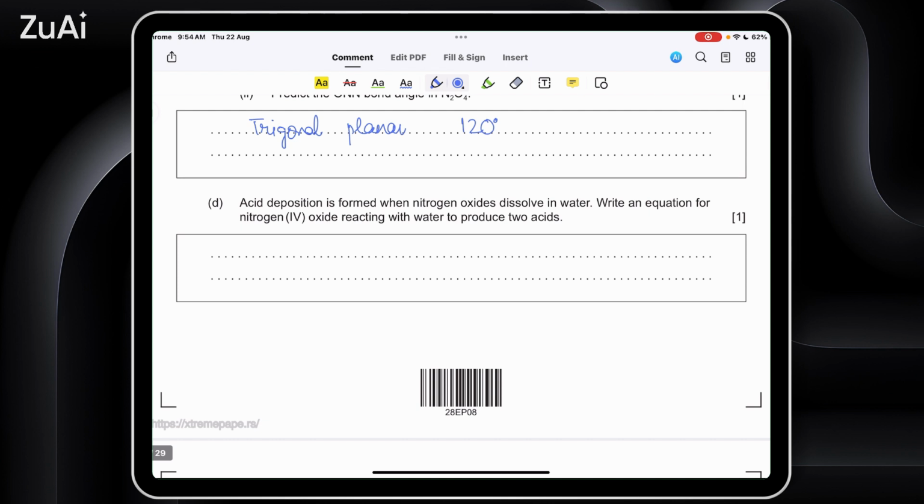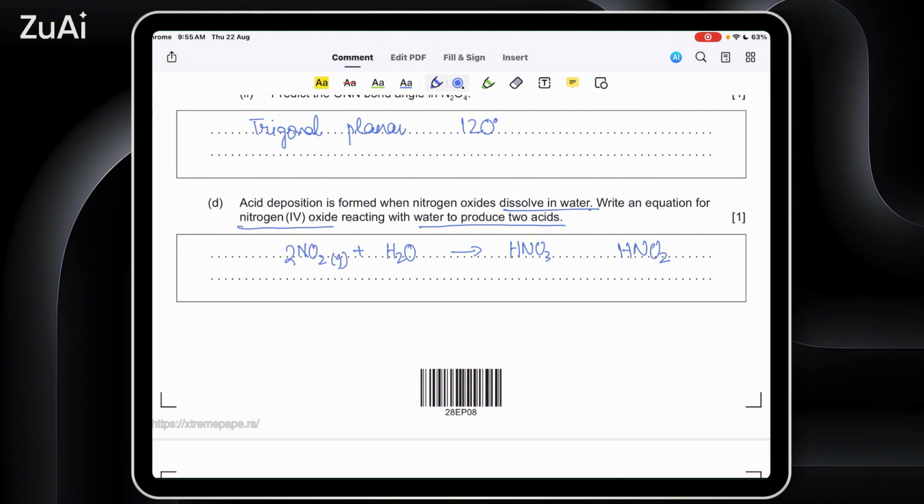Acid deposition is formed when nitrogen oxide dissolves in water. Write an equation for nitrogen(IV) oxide reacting with water to produce 2 acids. Nitrogen 4 means its valence is 4, that's NO2. Whenever it reacts with water, it forms 2 acids. There should be nitric acid, HNO3, and nitrous acid, HNO2. In order to balance, there are 2 nitrogens, so you have to put 2 there.